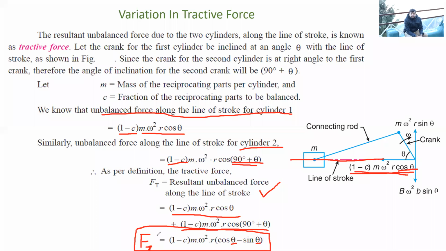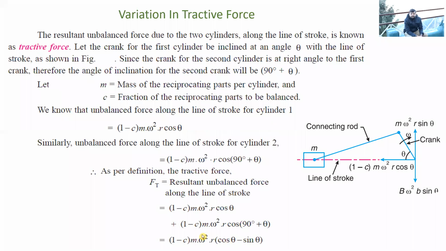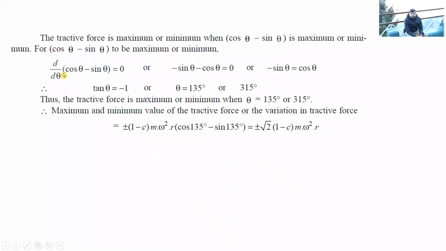So for finding this maximum amount of tractive force, we'll differentiate this equation with respect to theta and equate it to 0. All right. As you might have studied in maxima and minima in mathematics, this is what we do. The maximum and minimum tractive force will occur when this term, because while differentiating with theta, all the rest of the terms will become constant. Only these are the variables, and these are to be differentiated with respect to theta and equated to 0. All right. So the angles which came out are 135 degrees and 315 degrees.